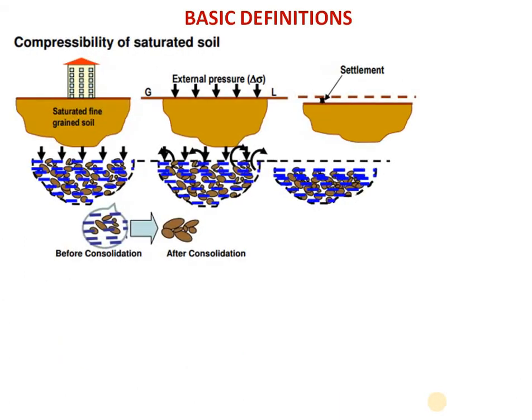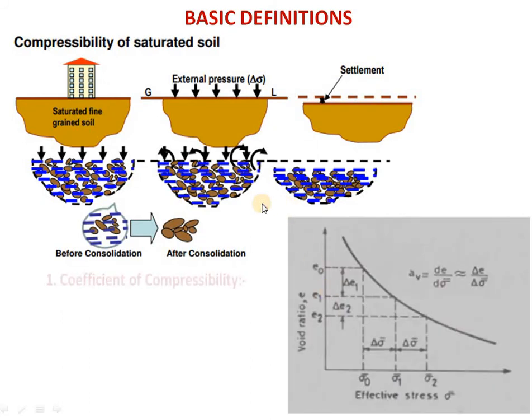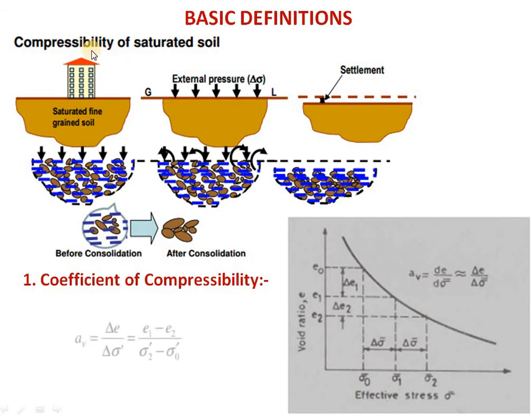Now what are the basic definitions? Since you are having compressibility of saturated soil, you are having the load of this structure on the soil, saturated fine grained soils. So this will be the condition. There will be the soil molecules in brown, and these are your water, blue. When the structure is loaded, this is your initial condition.